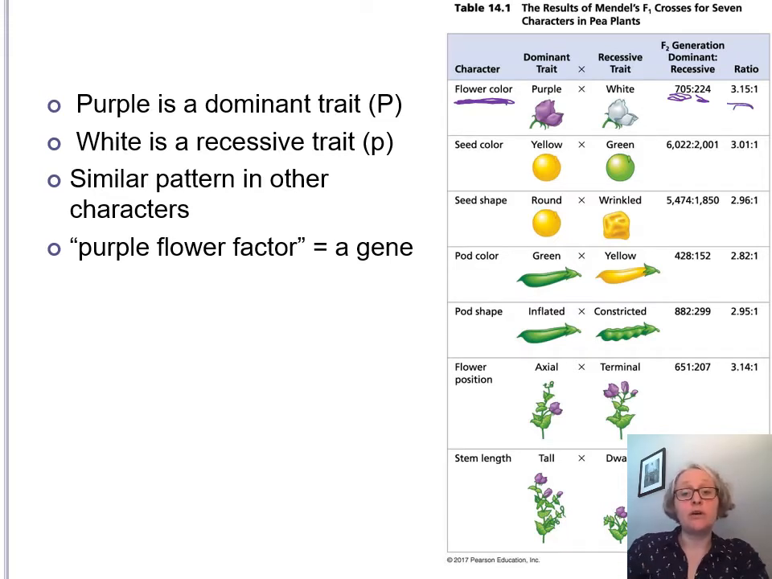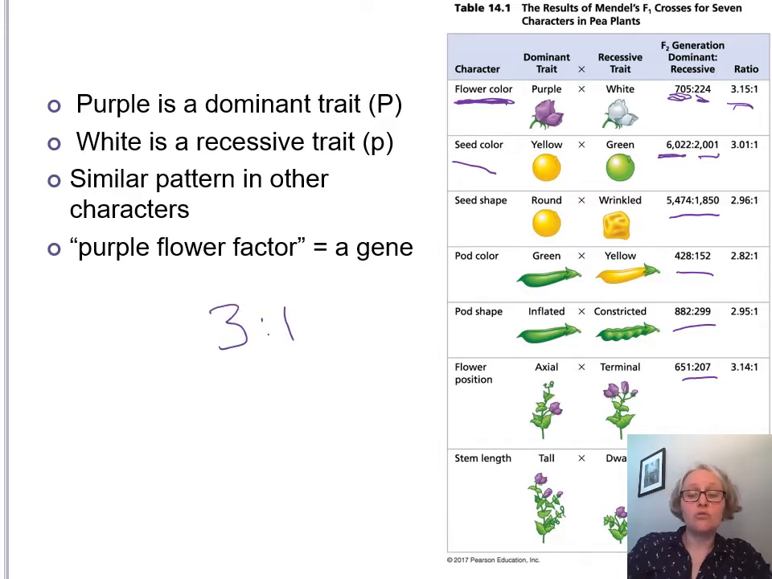And again, he doesn't stop there. He does this again. He does it with yellow versus green seeds, and he gets over 6,000 yellow seeds to the 2,000 green seeds. I have never counted 6,000 of anything in my life. I mean, that's just unstoppable, right? He just sees this pattern over and over and over again, and he continues. He looks at seed shape, he looks at pod color, pod shape, flower position, stem length. He looks over and over at these traits, and he's over and over seeing this 3-to-1 ratio.